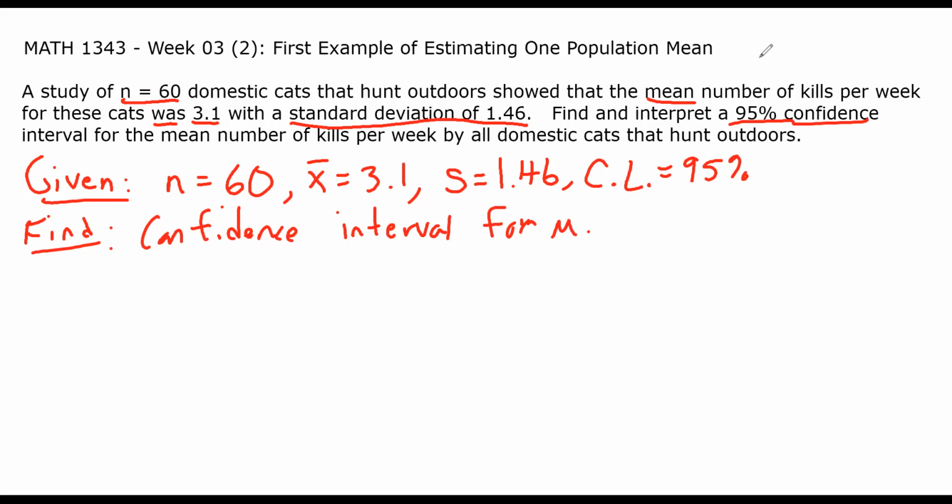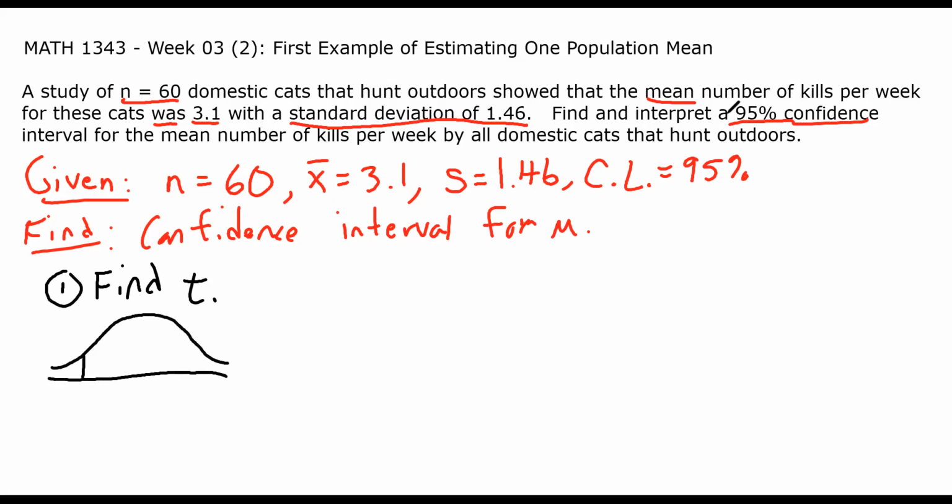Now, of course, we're going to be doing the same 4 steps that were enumerated in the previous video, so let's get right to it. Number 1, find t. This is just like finding z, where we sketch the bell curve, and confidence level represents the middle area of the bell curve. Now, to find the t, we need to know 2 things. We need to know the left area and the degrees of freedom.